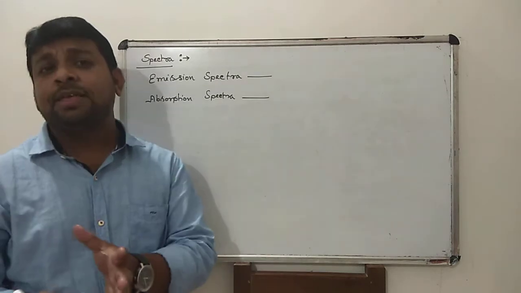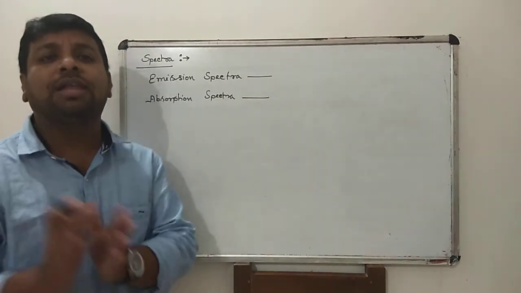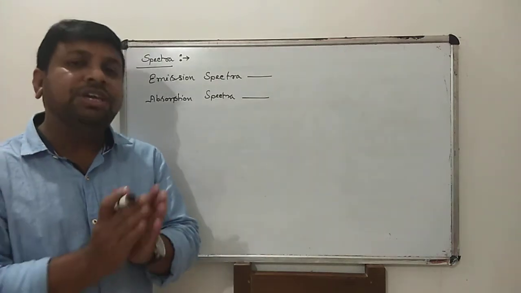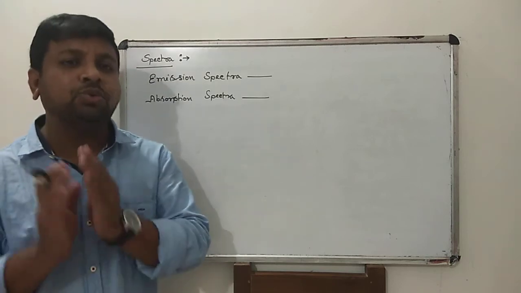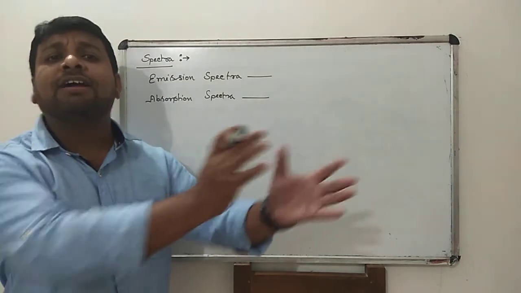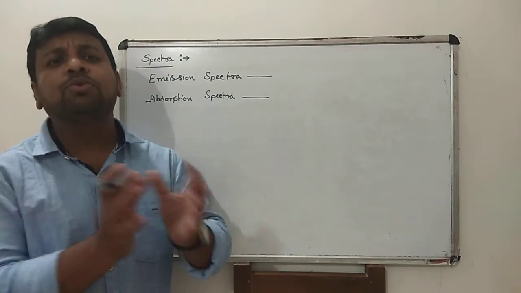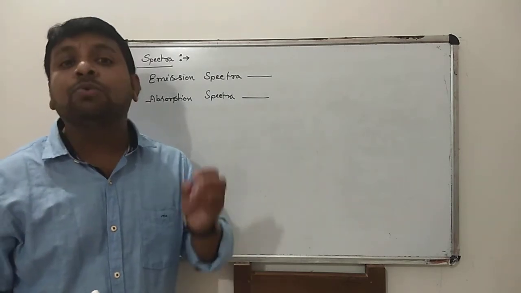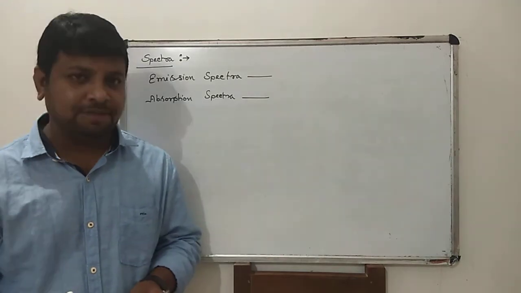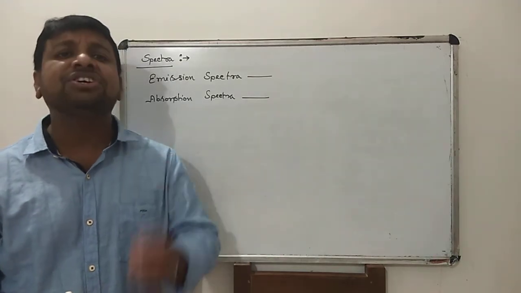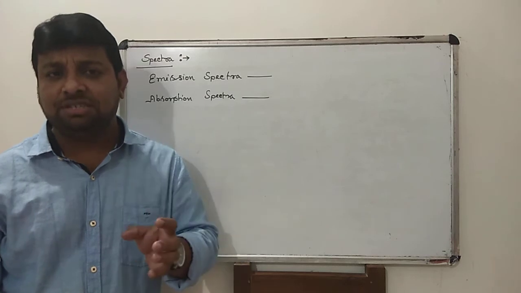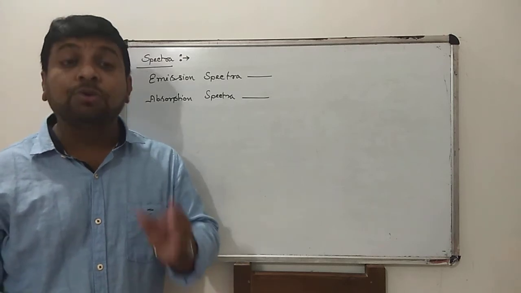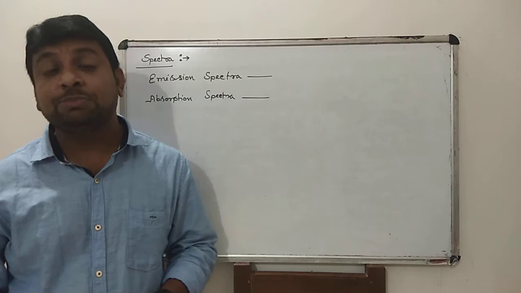So in case of line absorption or line emission spectra, we get some spectral series. That means we get some groups of colors, which are obtained due to different wavelengths of all the colors. Okay, so that series obtained in the group of colors is known as spectral series.